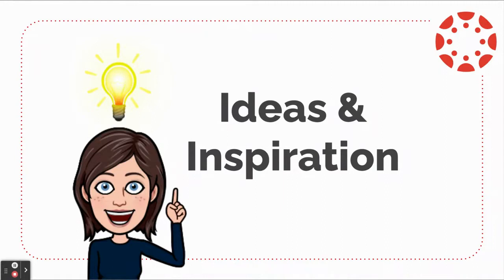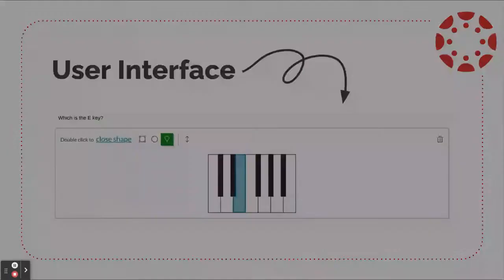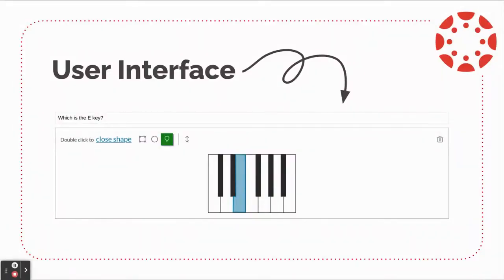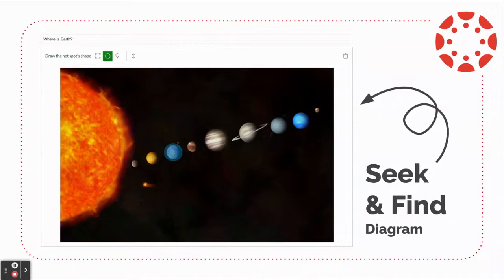So let's get some ideas and some inspiration for how you might consider incorporating hotspot questions into your next Canvas New Quiz. One of the question types that works really well with a hotspot is a user interface. So in this case, we have a piano keyboard and students are asked to select the specific key within that keyboard. Or maybe it is a calculator and you're asking students to select which button they would need to press to perform a certain function. So something to mimic a real world example works really great with hotspot questions.